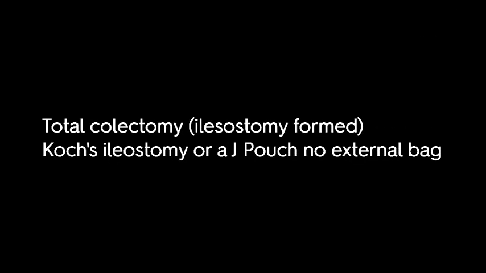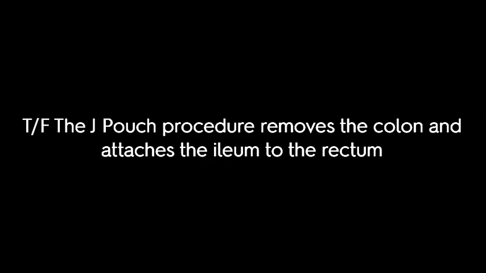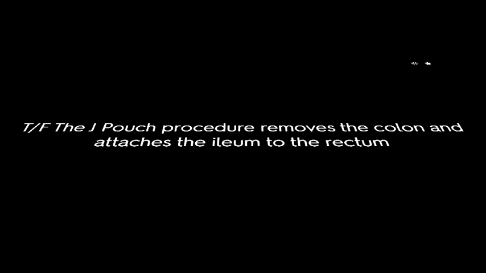What surgery do you do for UC? Total colectomy, Koch's ileostomy or a J-pouch, no external bag. A Koch's pouch has a nipple valve that opens and closes to empty intestine. True or false: the J-pouch procedure removes the colon and attaches the ileum to the rectum. True.